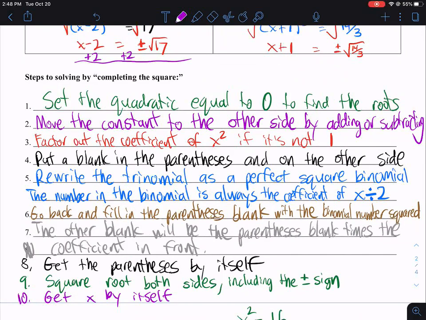Okay, so our final answer is the left side. Again, these cancel out. So we just have the x left behind. And then on the other side, we've got a +2 plus or minus, and then the square root of 17.